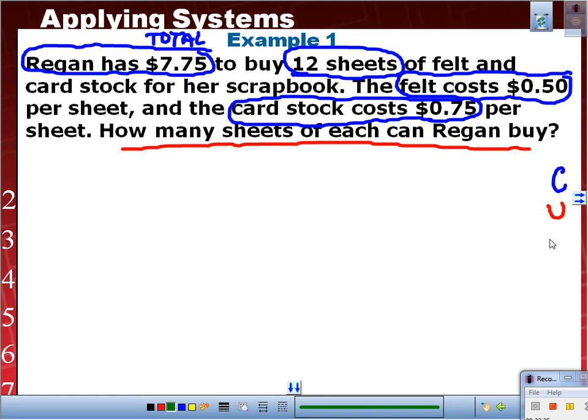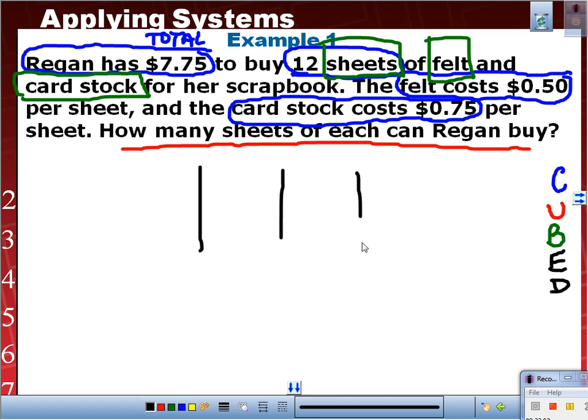With green, let's box important terms. What are we looking at? We're looking at sheets. What kind of sheets? Felt. And what else? Cardstock. Okay. The rest of it we're going to exclude for right now because we don't need it to set up our information, and we're going to draw our table. Ready? So 3 lines down. 1, 2, 3. 1 across. 2 across.